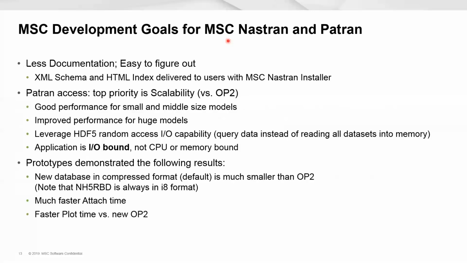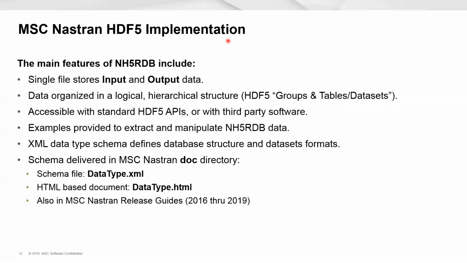And that's what our prototypes demonstrated, that when we use compressed format, the database was smaller than the OP2 file. And in some ways, that's a little hard to compare, because the HDF5 file is always written in I8, so it's always in the long or high precision format, as opposed to OP2, which may or may not be. So even with the high precision, it's always smaller. Uncompressed, not always true, but that's really just a decision you want to make. We see faster access, attach times, and then plot times. And I've got some charts to show that, so you don't have to take my word for it. I'll show you some examples where those numbers are borne out.